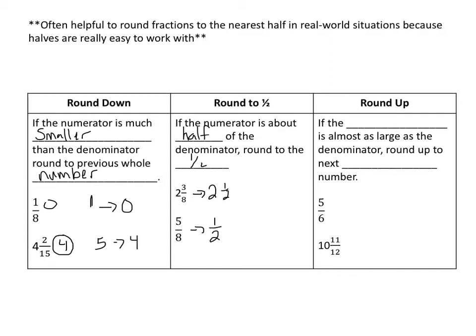Then we're going to round up when the numerator is almost as large as the denominator. We're going to round up to the next whole number. So since 5 is almost 6, 5/6 is between 0 and 1, we would round this to 1. 10 and 11/12 is between 10 and 11. Since 11 is close to 12, we would round this to 11.